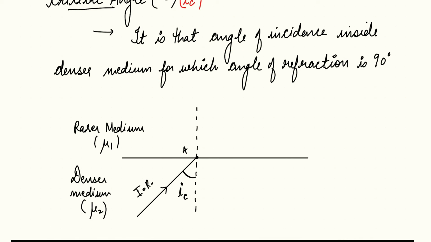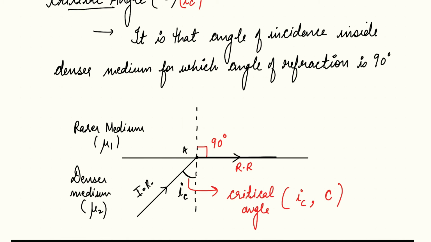Your angle of refraction is 90°. That means the angle between your refracted ray and your normal must be 90°, right? If that is true, then this angle is what you call your critical angle. Yes or no? I hope you guys can understand that. It's a pretty simple concept. Sometimes it's written as iC, sometimes you can simply write it as C. It's up to your convenience.